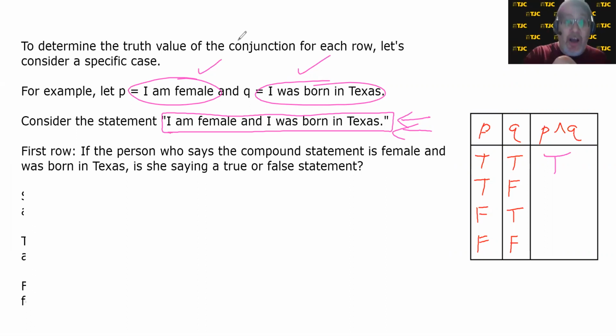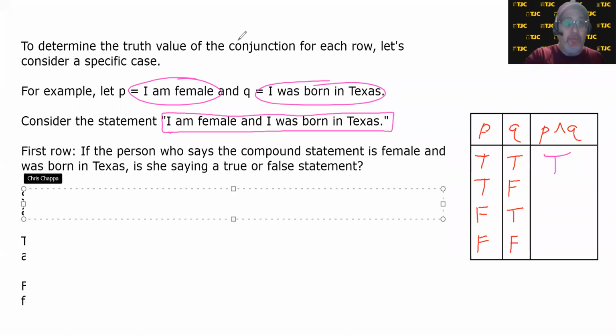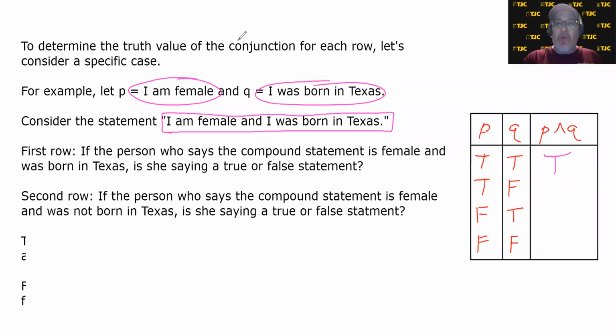Now, let's try, not erasing everything, another scenario. Let's try the second row. Now, the second row is assuming that the P is true and the Q is false. So this statement is true, but this statement is false. So that would mean somebody is female, but they were not born in Texas. So I want you to think of somebody who's female and who is not born in Texas. It could be somebody you know, somebody you don't know. But you picture a female who was not born in Texas. Got it? If that person says this statement, are they telling the truth?